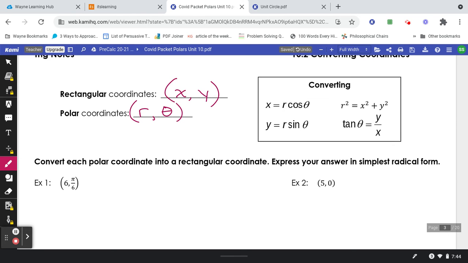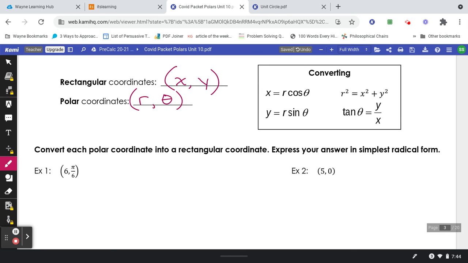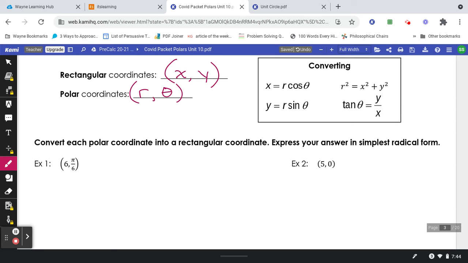We have 4 equations that are going to help us convert these over, depending on which direction we're going. So for example number 1, it says convert each polar coordinate into a rectangular coordinate. Express your answer in simplest radical form. So I have an r and a theta, and I want to take that to an x and a y. So if I have an r and a theta, I want to use this one right here that has the r and the theta, as well as that one right there. And if you can see, that's going to give me an answer of x and an answer of y. So these are going to be a 2-part problem. We're going to find x first, and we're going to find y second.